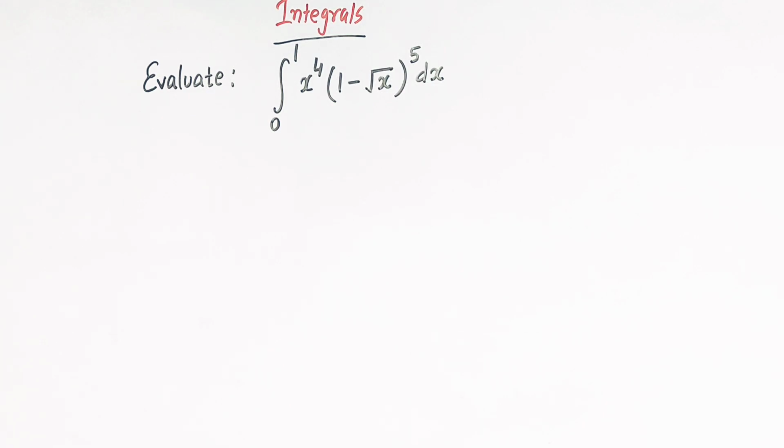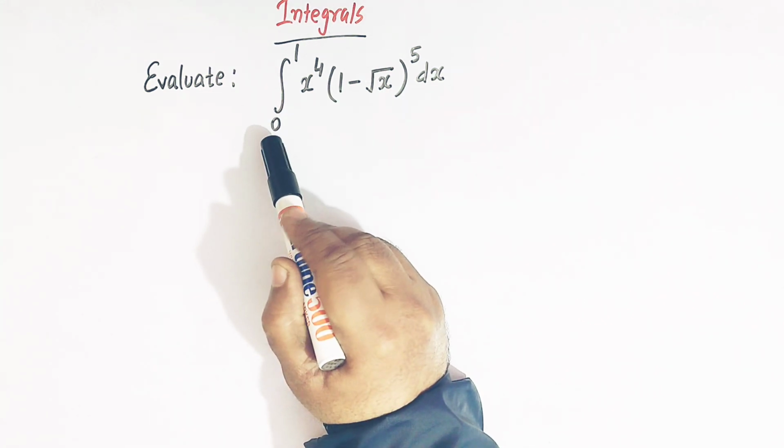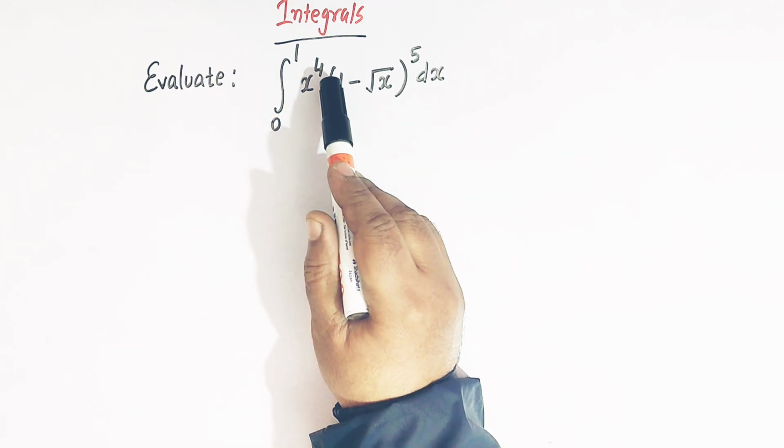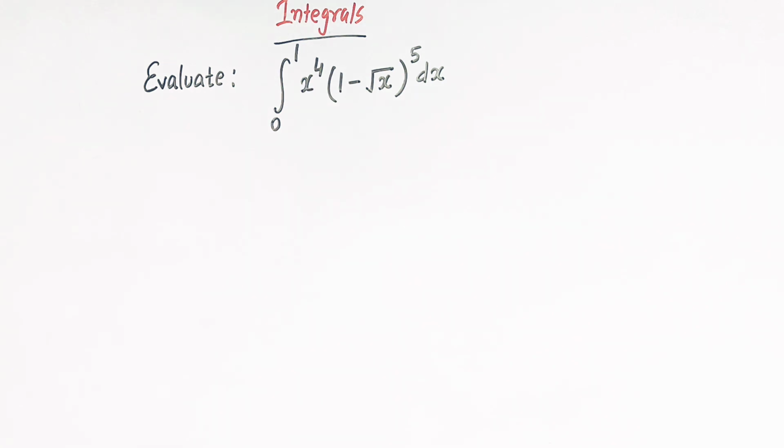Hello, viewers. In today's class, we are going to discuss a very important integral which can be solved by the application of beta and gamma functions. So, here we'll evaluate this integral, that is, 0 to 1 x raised to 4, and we have 1 minus square root of x raised to 5. To evaluate this integral, we'll make use of some important results from beta and gamma functions.